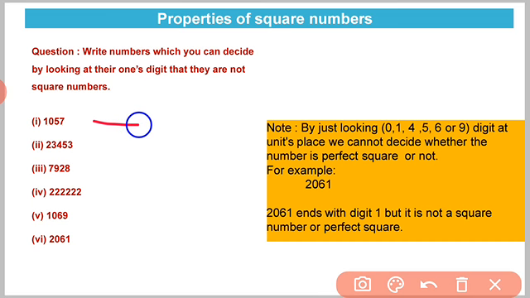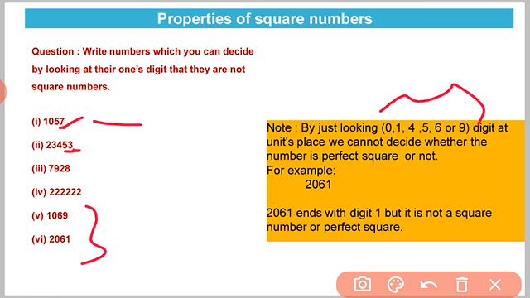So the first number is not a square number as 7 is appearing at units place. So this will not be a square number. Taking the second number, 3 is appearing at units place. Then again it will not be a square number. Similarly, third and fourth will not be square numbers as there is no digit 2 or 8 in this list.